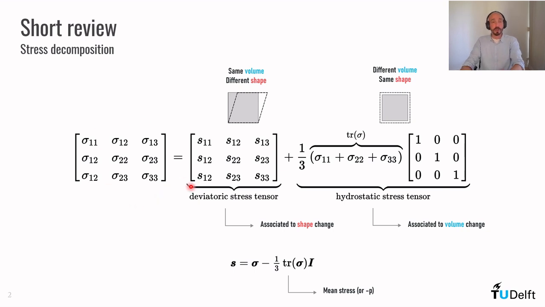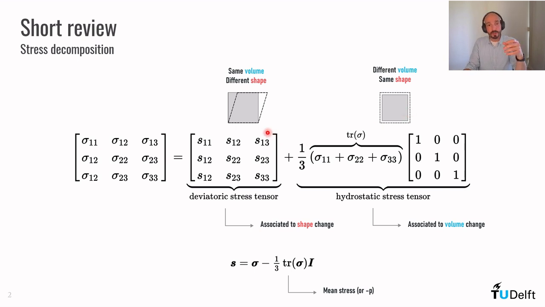stress decomposition. We can decompose this stress tensor into a deviatoric part and a hydrostatic part. The hydrostatic part only changes the volume of a certain element. It doesn't change the shape. So the shape of that element shrinks, or the volume shrinks, or it expands, but the shape stays the same.